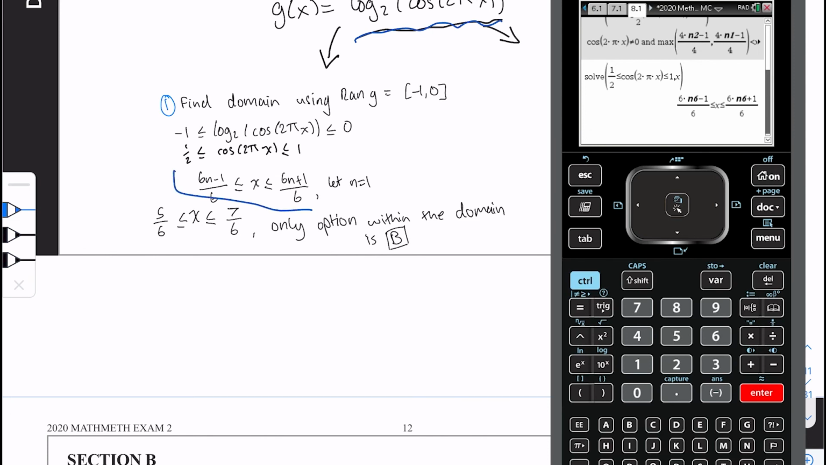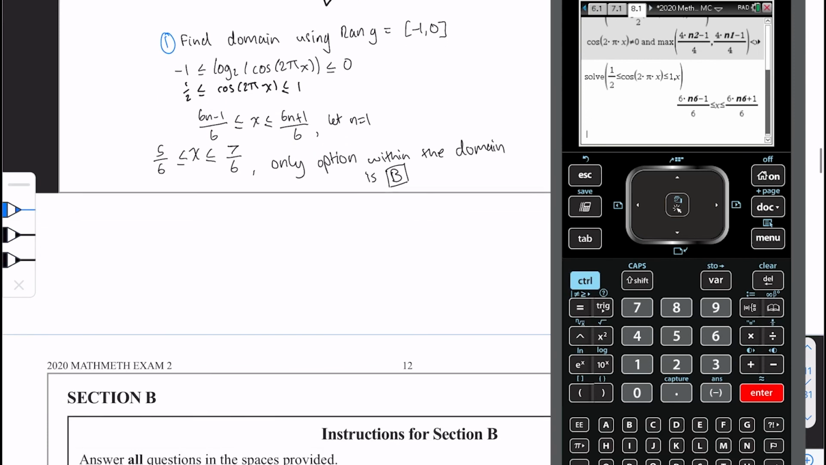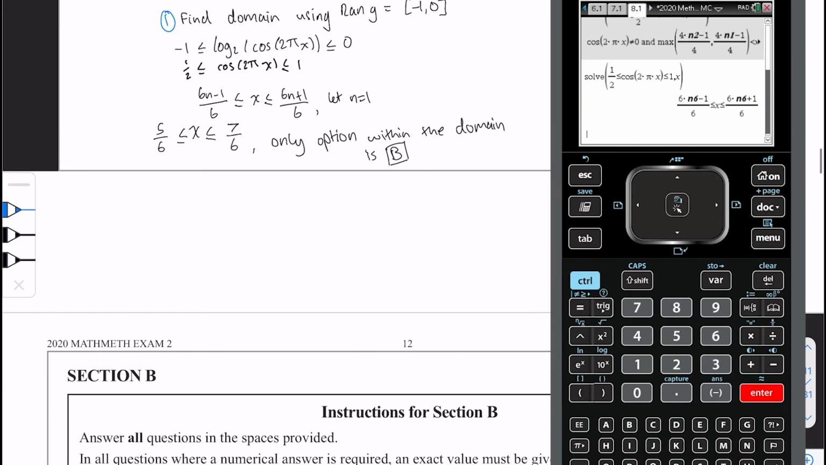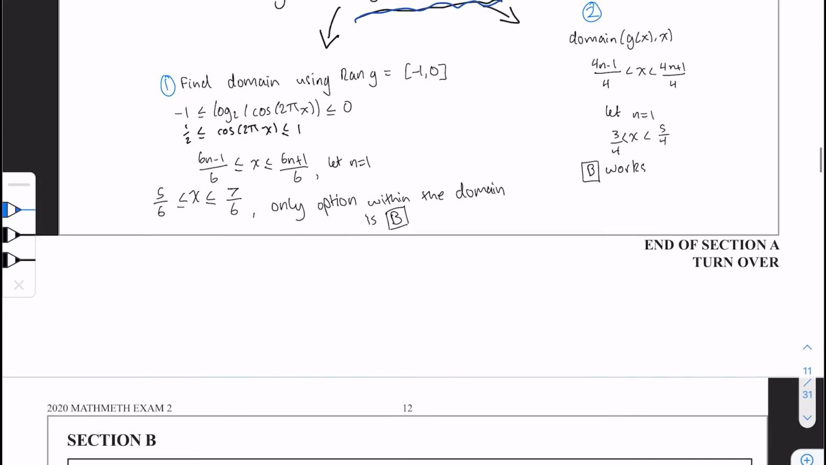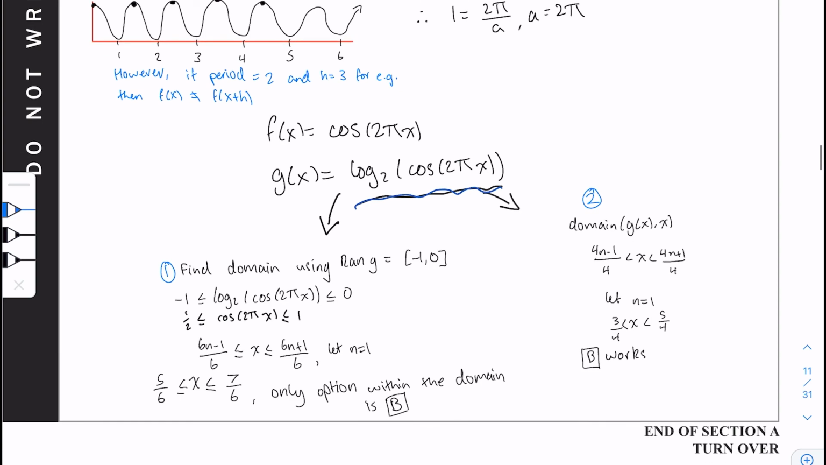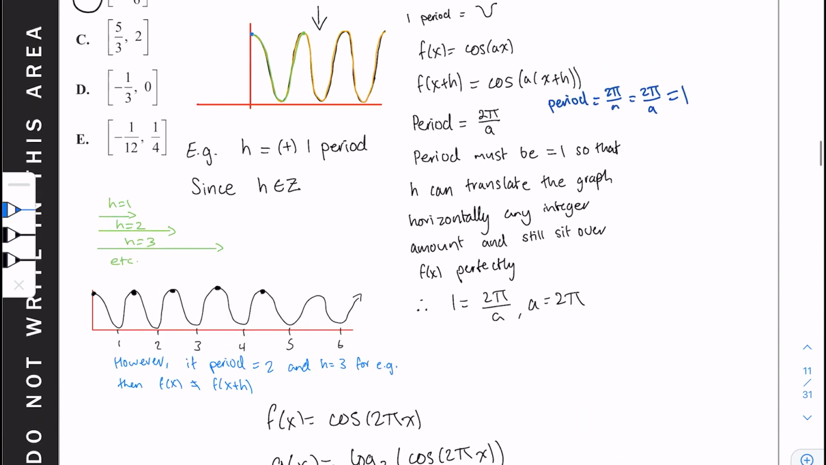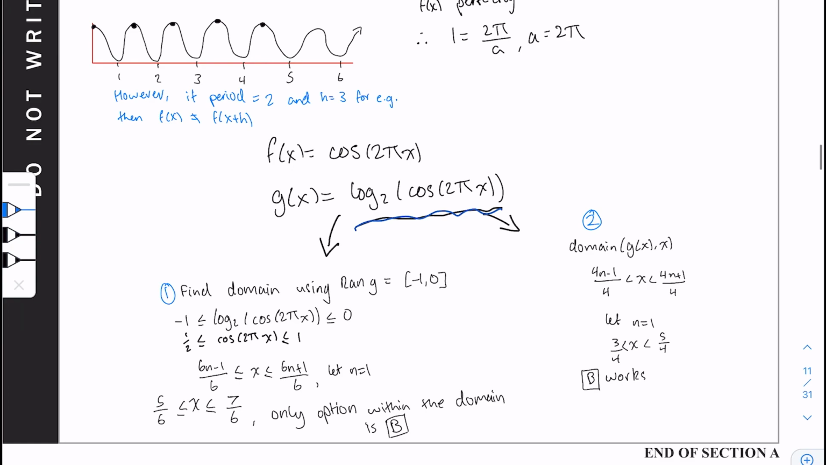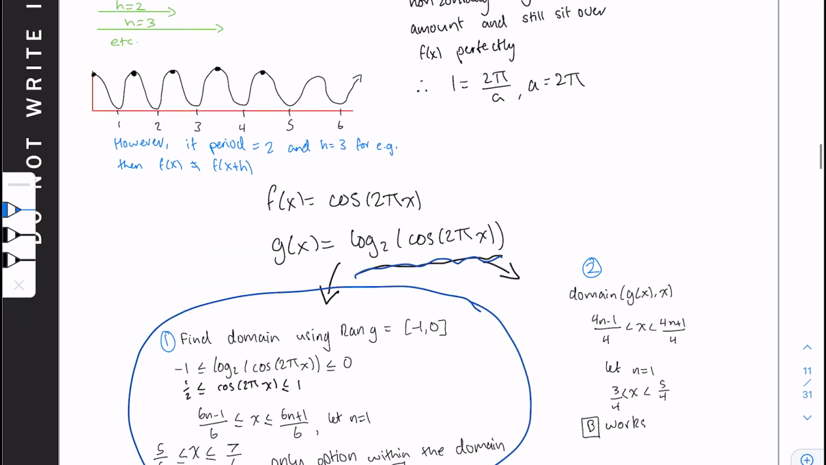This is what will come up in your calculator. You have to let n equal 1, like before. And then you get x is greater than or equal to 5/6, and x is less than or equal to 7/6. And so the only option within the domain is B as well. So both of those give you B, it's just different ways of doing it. I'd say this first option is what they intended you to do, because they gave you the range.